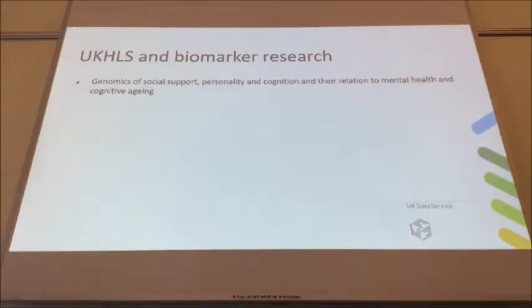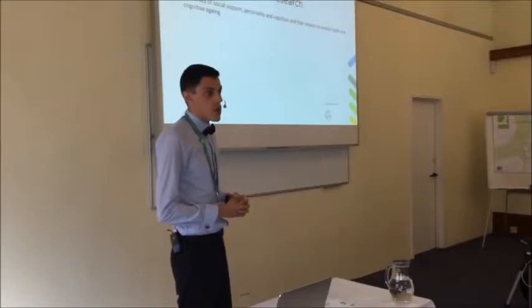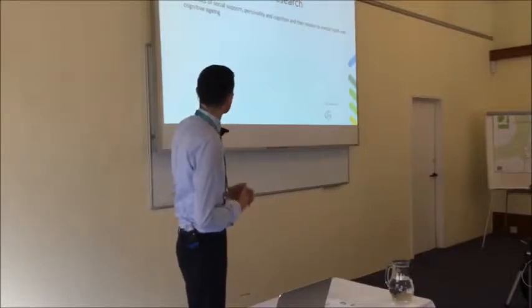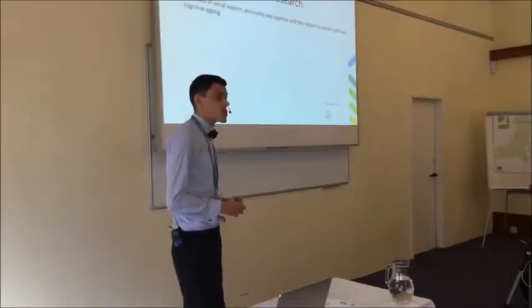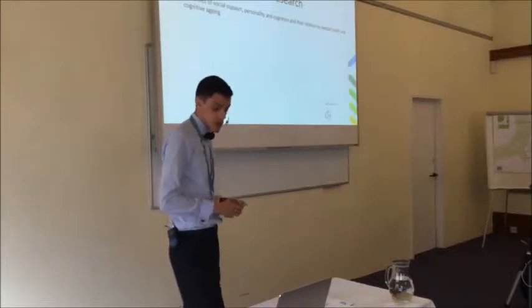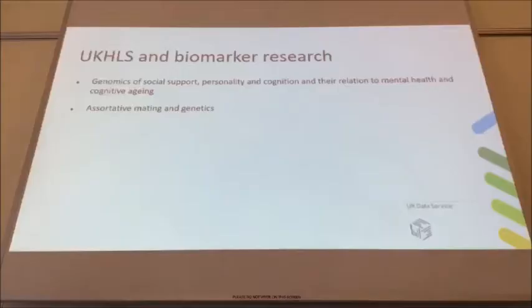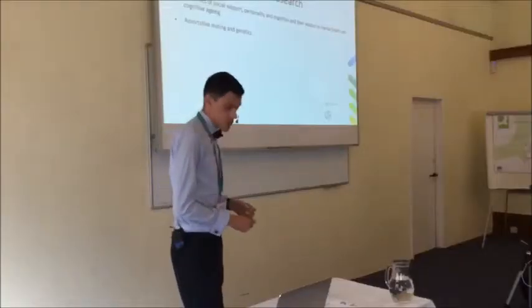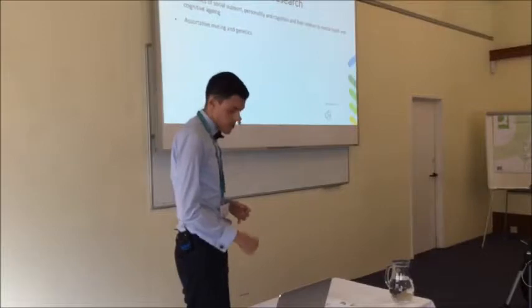These are just some examples of studies that have been done using Understanding Society. For example, in this one, they were looking at social interactions as a measure of mental health, and they were using Understanding Society and the genetic data that's been collected as part of that. Assortative mating, so they were interested in whether people are finding partners who are similar to themselves in a genetic or socioeconomic way.